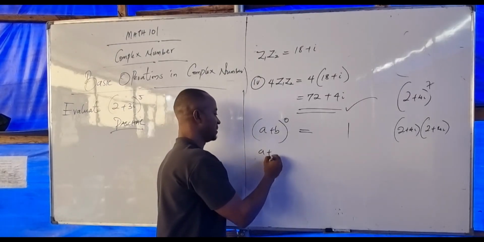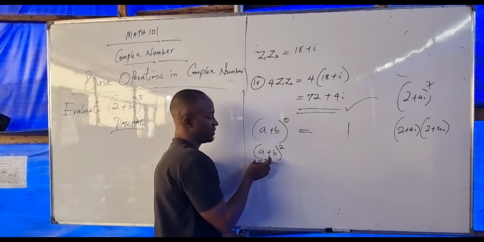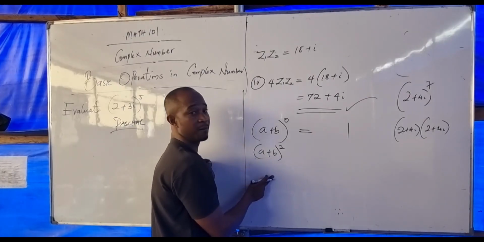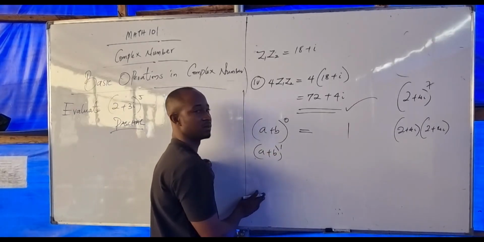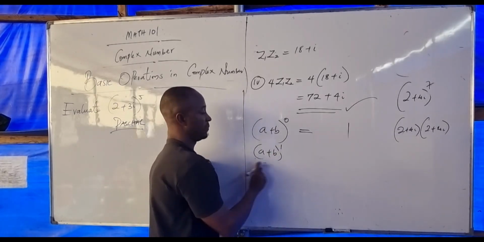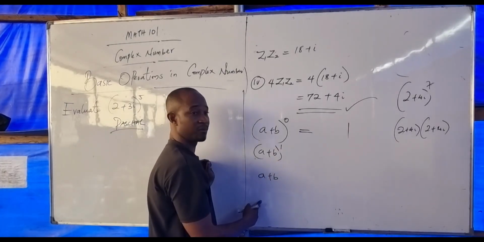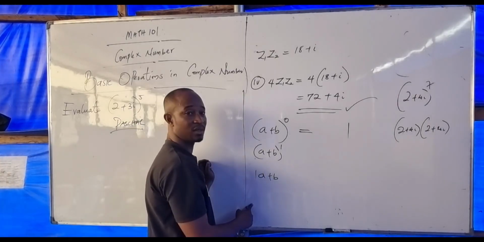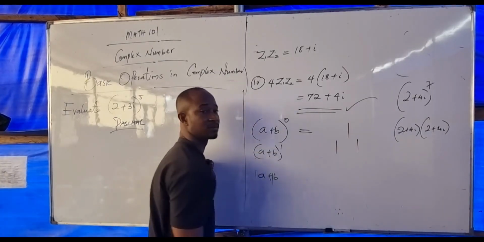But if I have a plus b all raised to power 2, what is the coefficient? Okay, let me say raised to power 1, sorry. A plus b raised to power 1 is the same as a plus b. So the power is just 1. What's the coefficient of a here? 1. What of b? 1. So here becomes what? 1, 1. According to Pascal.